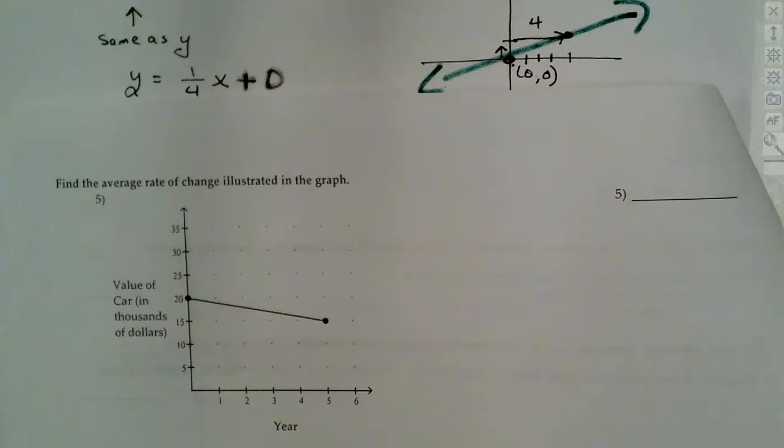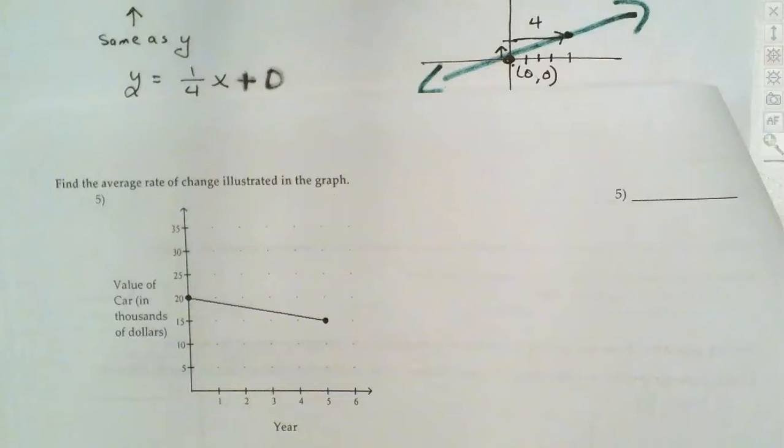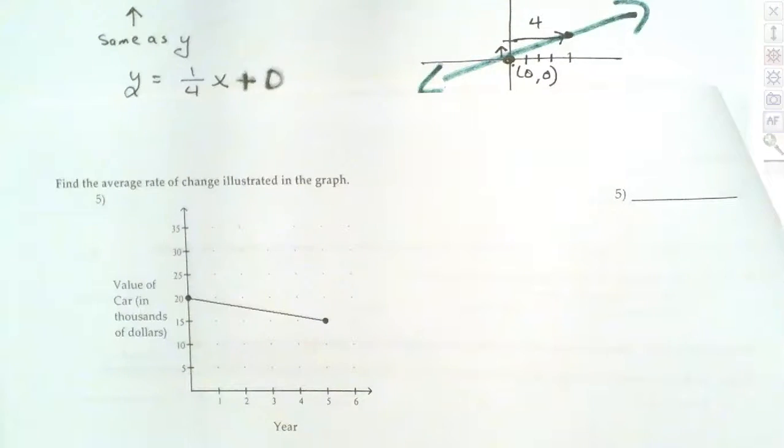Let me brighten this up a bit too. So we're looking at the value of a car. And what do we know about the value of a car? Well, the value of a car is always going to go down, right? You put miles on it, it gets older. Unless it's a rare antique car, value is going to go down. We are looking for the average rate of change. And we're going to do this with ordered pairs. Our average rate of change should be negative because this car is going to lose money.